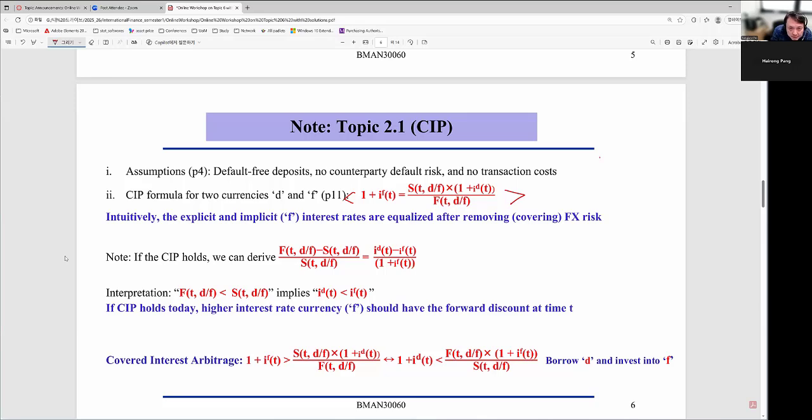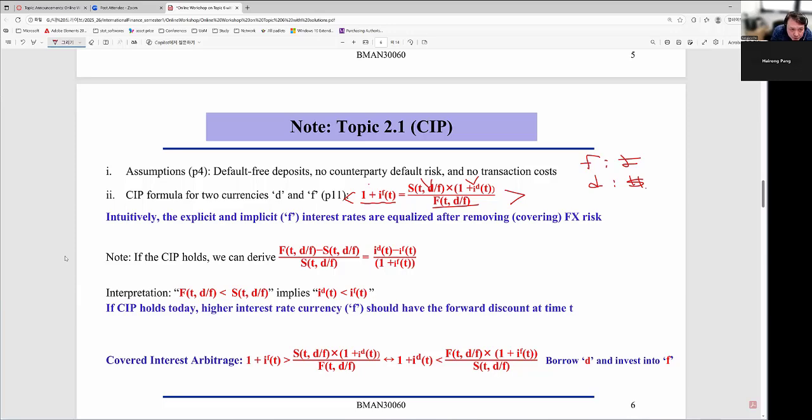Let's say F is pound and D is dollar. If you have £1, you can put £1 into the pound money market. This is what you're going to get after one period. That's what is on the left-hand side. What is on the right-hand side? Instead of putting your £1 into the pound money market, you can convert pound into dollar, that's this part, and put that dollar amount into the dollar money market. After one period, you can convert dollar back into pound using a forward contract.